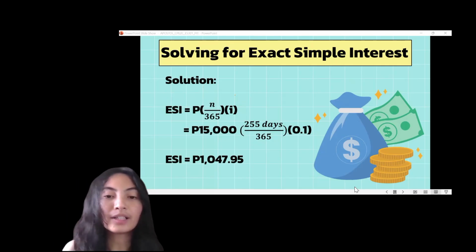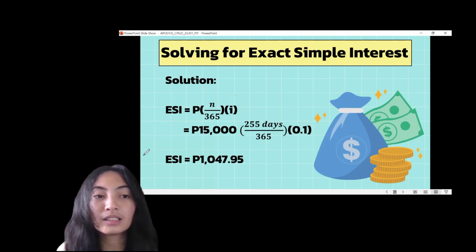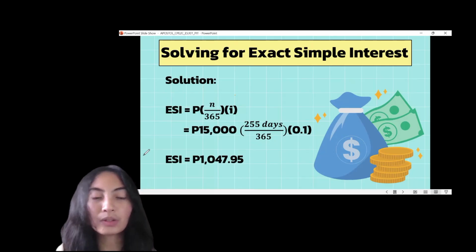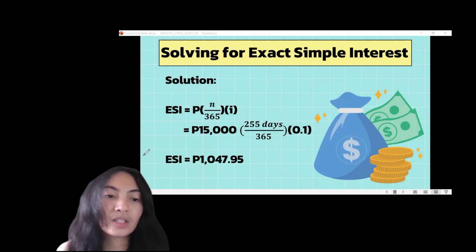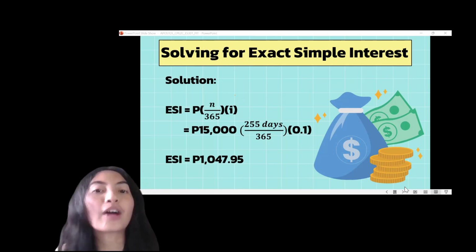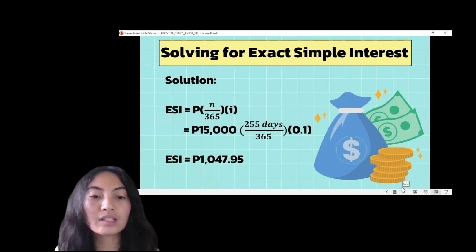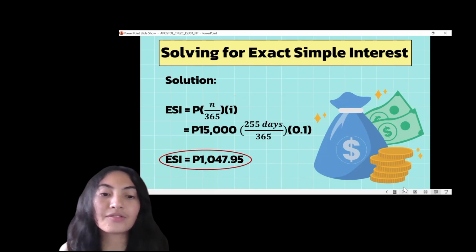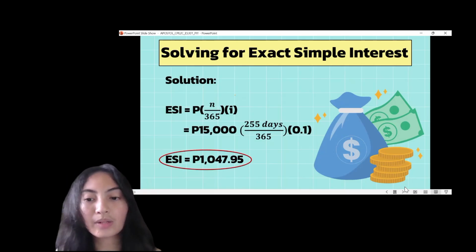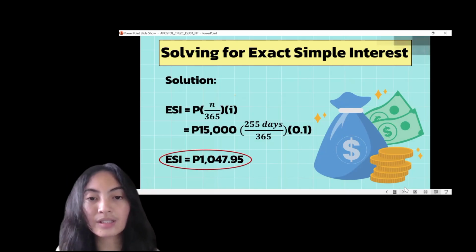So there, I have 1,047.945205, but for the final answer, we will have to round it to 2 decimal places. So we will have our final answer here as 1,047.95 pesos as our exact simple interest.